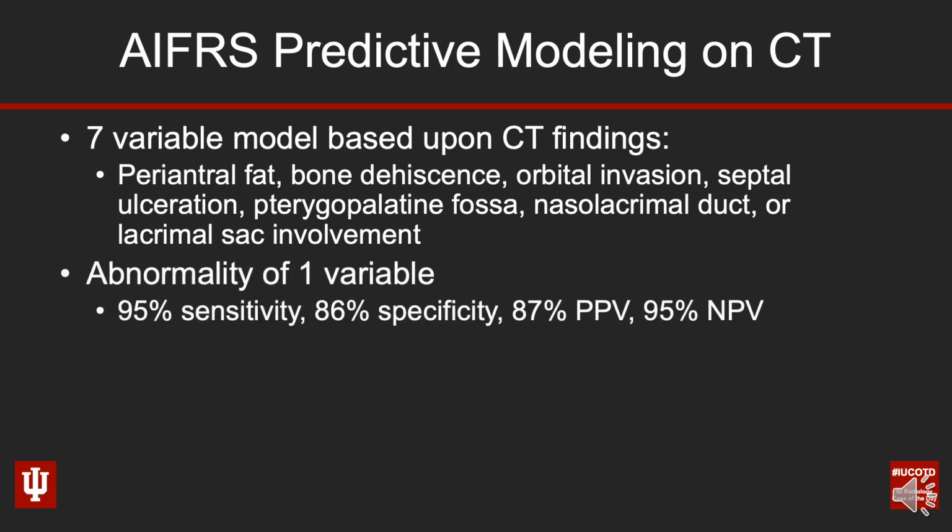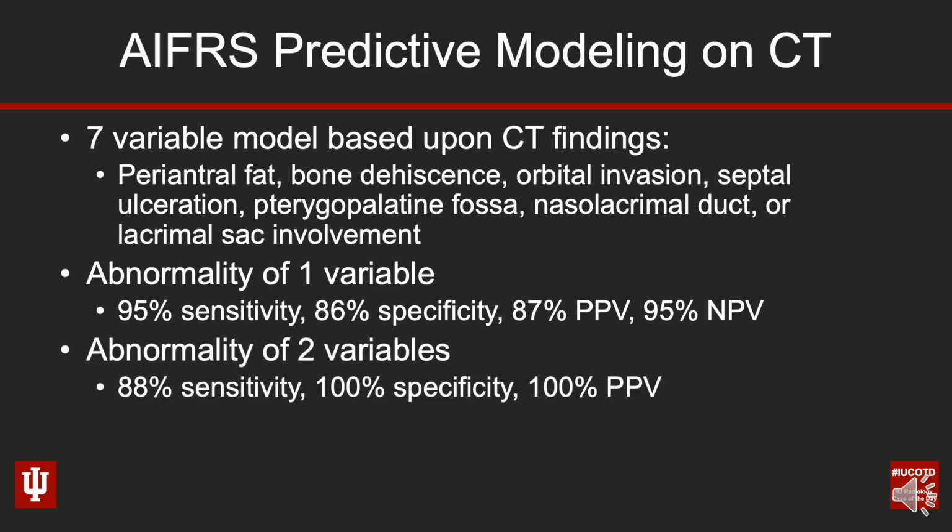If you have an abnormality in one of those locations or of one of those variables, you've got a 95% sensitivity for making this diagnosis and 86% specificity. And as you can see, almost 90% with positive predictive value and 95% negative predictive value. So very reliable just with one variable alone. If you have abnormality in 2 of those variables, we're talking about 100% specificity and 100% positive predictive value with a reasonable sensitivity as well.